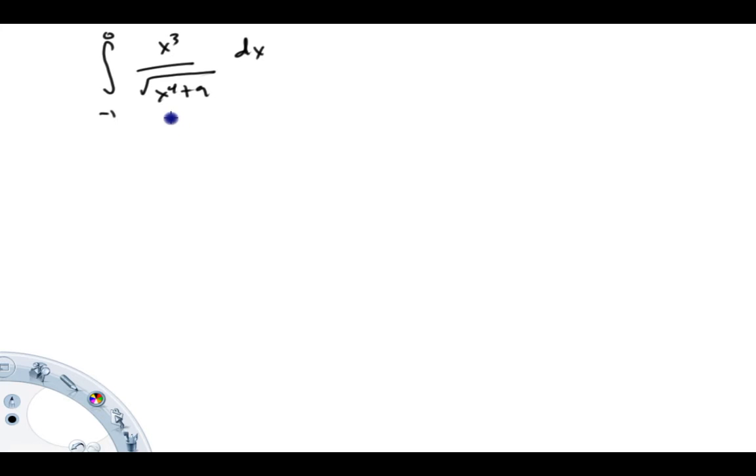The thing to notice about this is that we have this x to the fourth, and the derivative of x to the fourth is 4x to the third, and we have an x to the third sitting up top. So that's our clue that a substitution that may help with this integral is to let u equal x to the fourth plus 9. If we do that, this will just be the square root of u in the bottom, but we've got to take care of the dx and the limits. Let's go ahead and do that now.